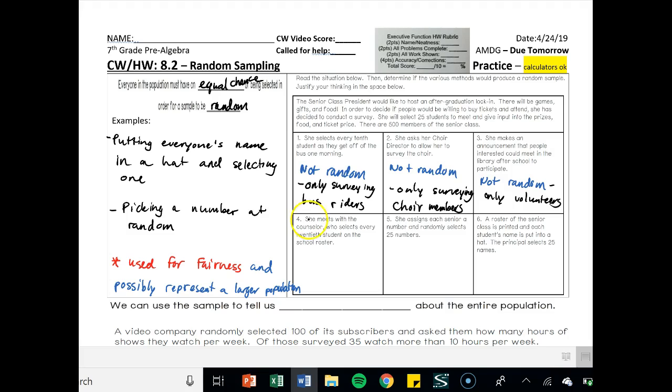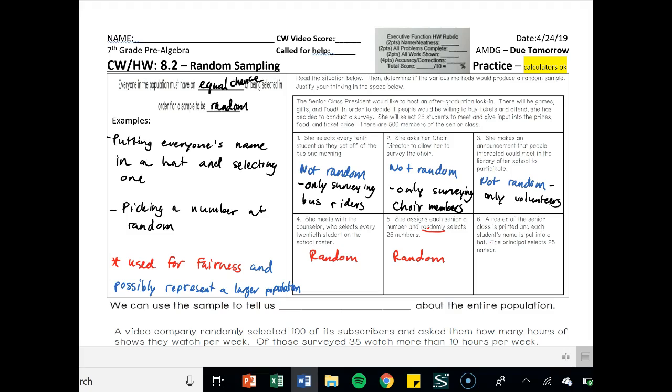All right. Number 4, she meets with the counselor who selects every 20th student on the school roster. This is absolutely random. It takes into account every single member of the senior class, 500, and it does every 20th, right? That's a random assessment. Number 5, she assigns each senior a number and randomly selects 25. Of course, this is random. In fact, it even has the word random in there, right? Randomly selecting 25 numbers, right?